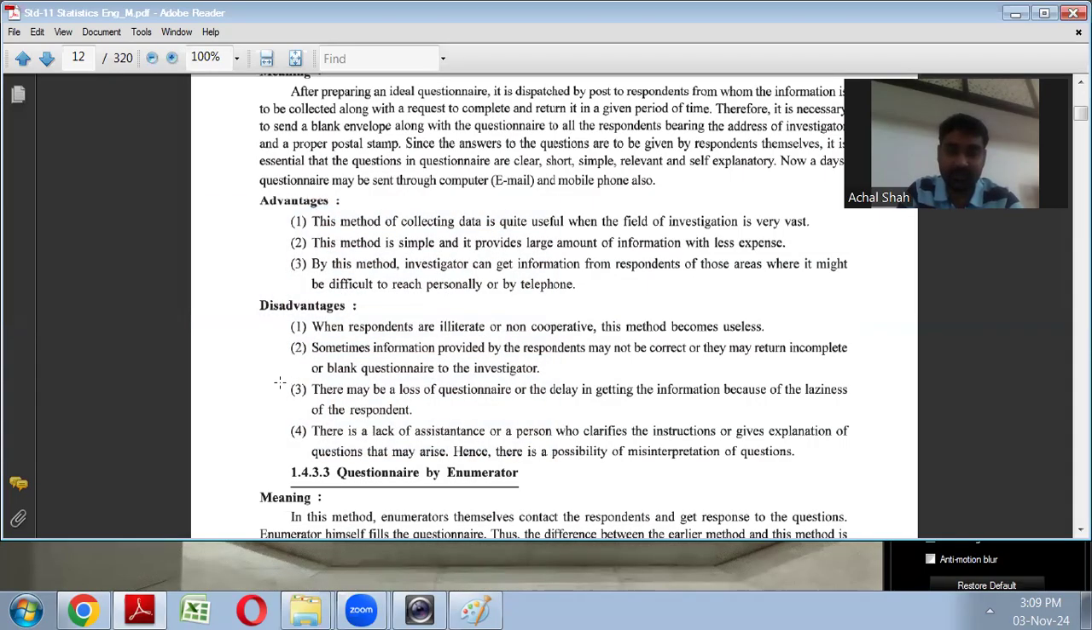Next, what is the disadvantage? Sometimes the laziness of the respondent will result in delay in getting the information, right? The respondent is not that active to respond to your questions immediately and post it back to you. So in that case, you may get the information not at the proper time.